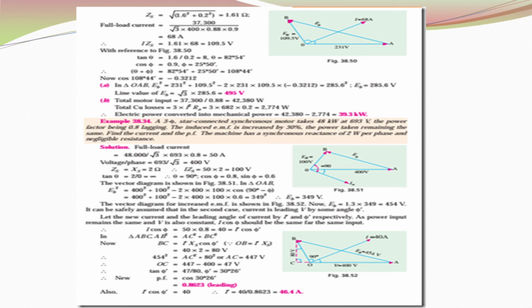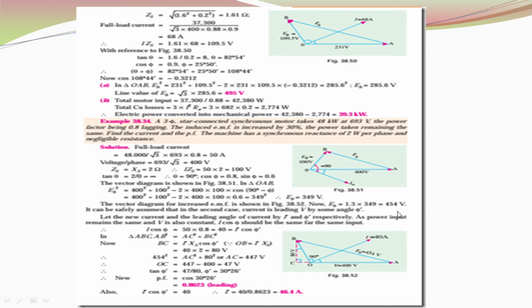In this we can find out the value of EB. EB square is 400 square plus 100 square minus 2 into 400 into 100 into cos of 90 minus phi. So substituting the value of phi here, I am going to get the value of EB as 349 volts. So EB now, for an increased EMF shown in this vector diagram, is 1.3 times 349, that is 454 volts.